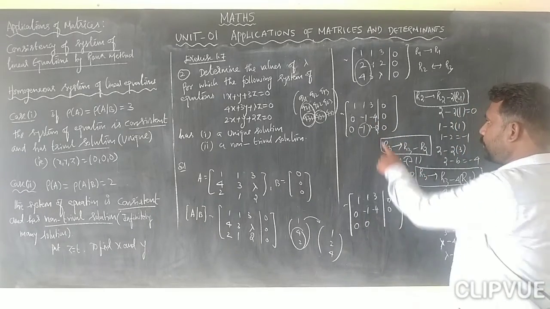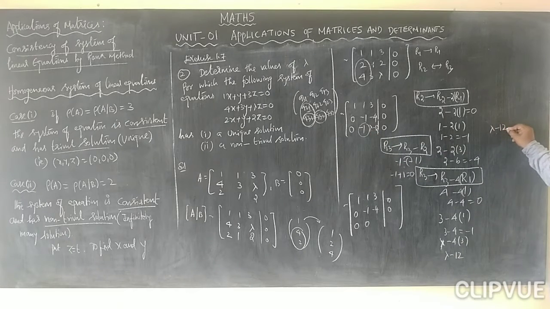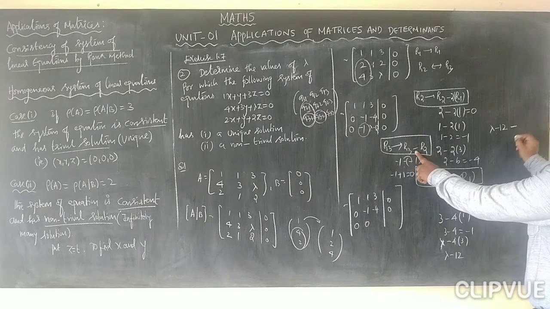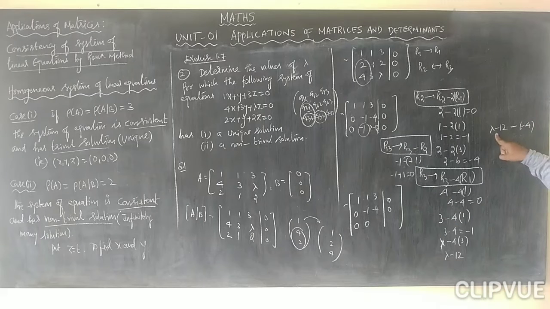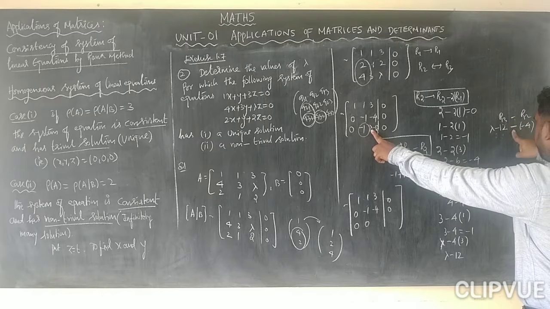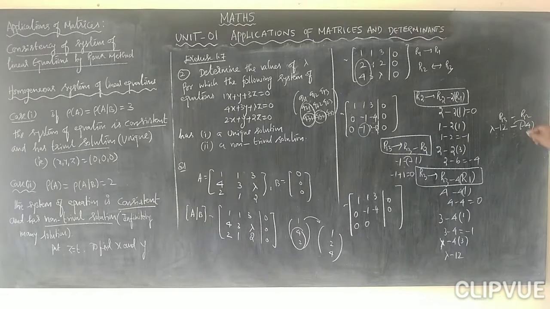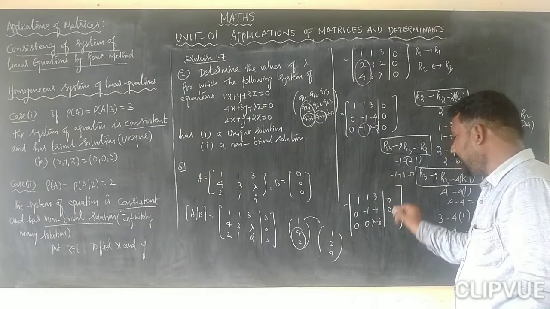0. Next one. Lambda minus 12, minus of R2. R2 value is minus 4. It's clear? R3 minus R2. R2 value is lambda minus 12, minus R2 value is minus 4. Minus into minus plus lambda minus 12 plus 4. Lambda minus 8. Lambda minus 8.